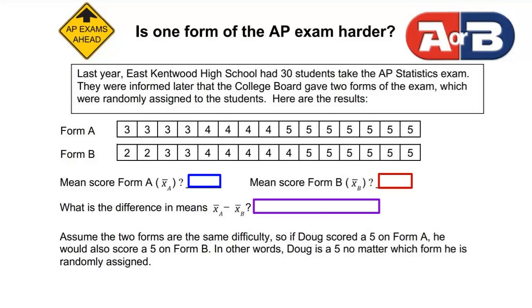While the bowl is going around, does anybody have the mean score for Form A? 4.2. What about for Form B? 4, dead on. So what's the difference? 0.2.